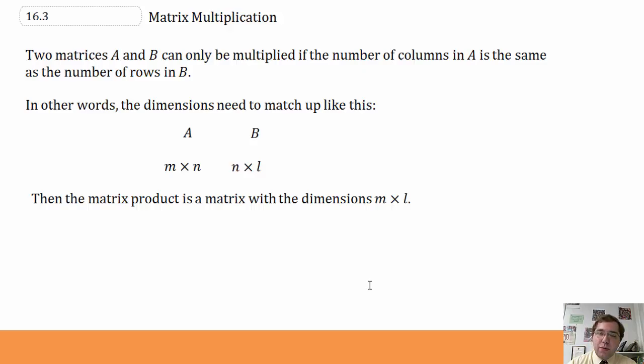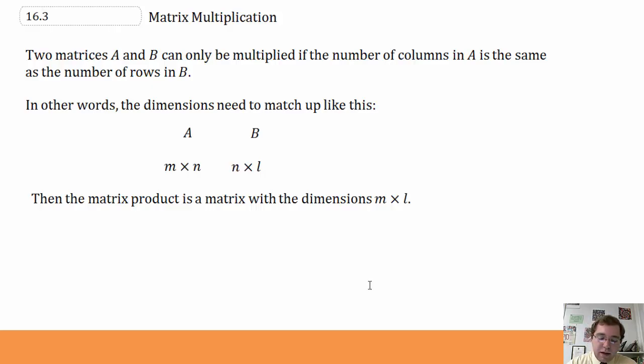This is section 16.3, matrix multiplication. So far we've added matrices, subtracted matrices, and multiplied matrices by a scalar, which is a number. What if we want to multiply two matrices together? Can we do it? Sure, under some circumstances.